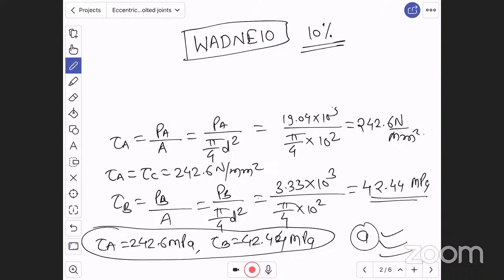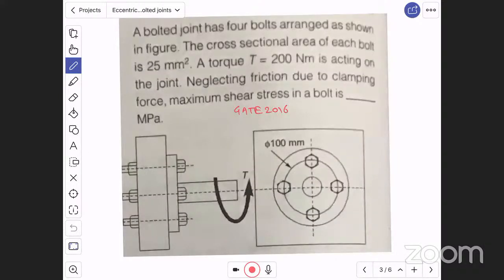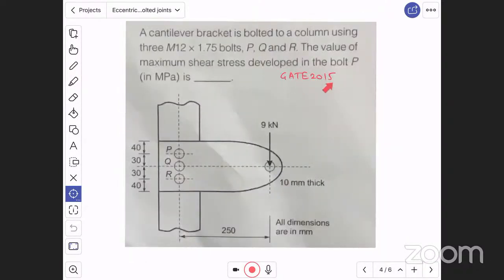If anybody has doubt in any numerical, you can ask me, right? Now solve these questions. Quickly take a screenshot of this question and solve it. Now take a screenshot of the next. This question was asked in GATE 2016. Again, the next question was asked in GATE 2015. Take a screenshot and solve these questions. Solve these two questions and comment your answer in the comment box.